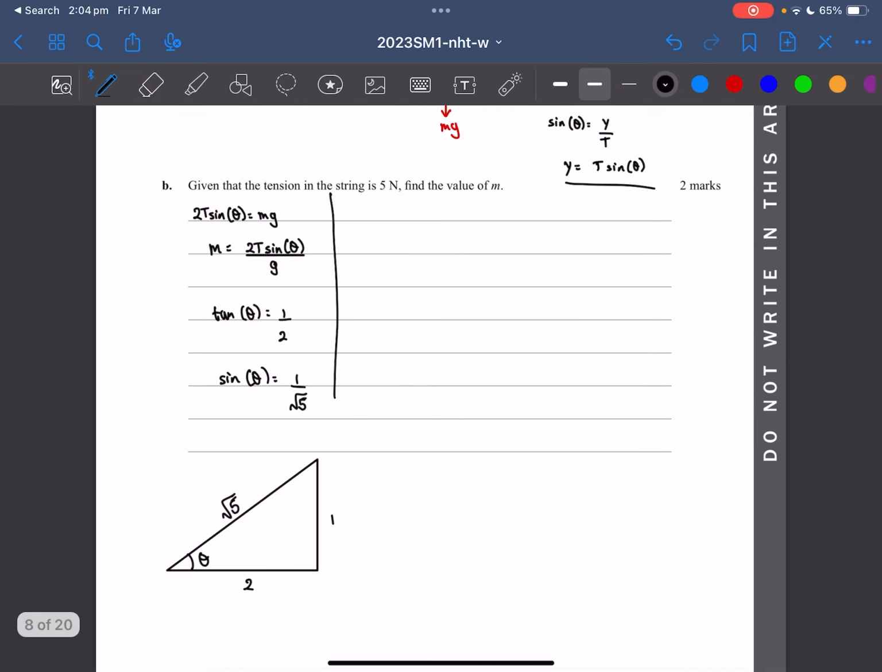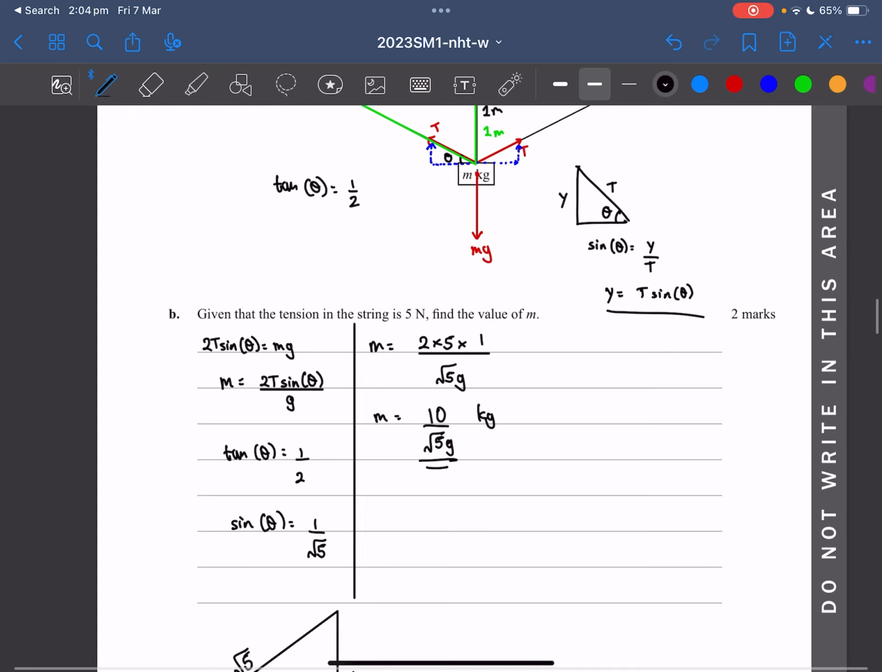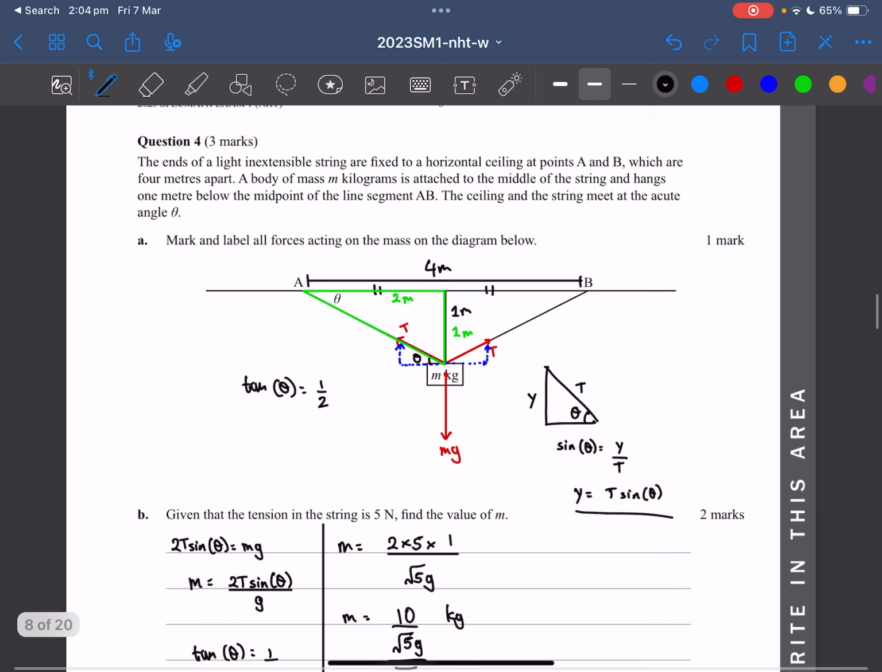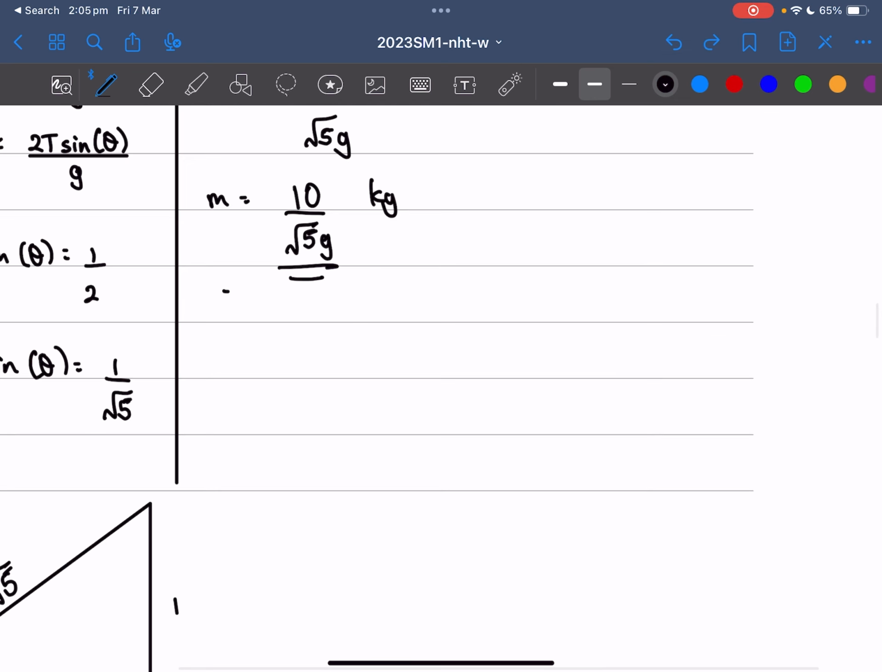And now we can just substitute everything in. So our m is equal to 2 times 5 times 1 on root 5g, right? So we will get 10 on root 5g kilograms. Okay, kilograms, right? And where is m? M kilograms. There we go. So this is going to be our answer for this question.